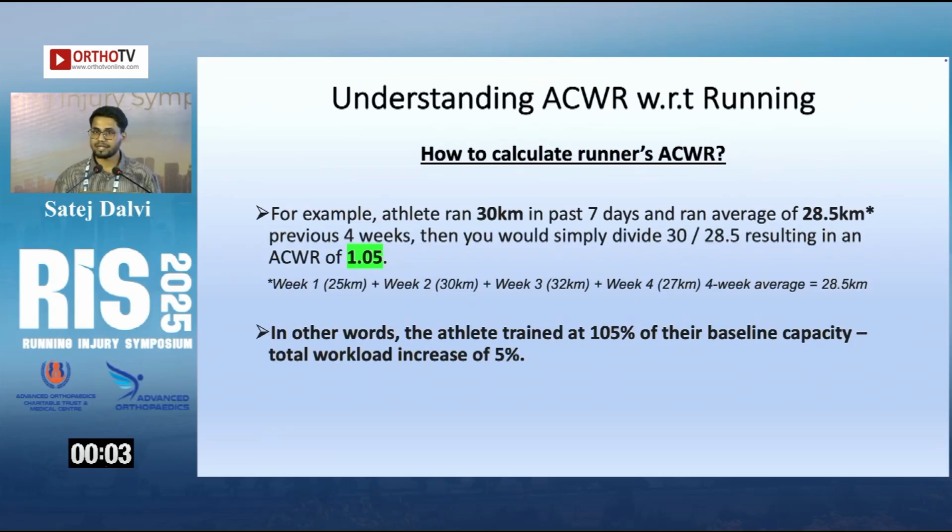So how do you go about calculating it on a practical basis? Let's say, for example, you have an athlete who's run 30 kilometers fast in the last week and has an average weekly mileage of 28.5. You'll just divide 30 by 28.5, and that gives you 1.05, which essentially means that your athlete's training workload increased by 5% last week compared to the last 4 weeks.